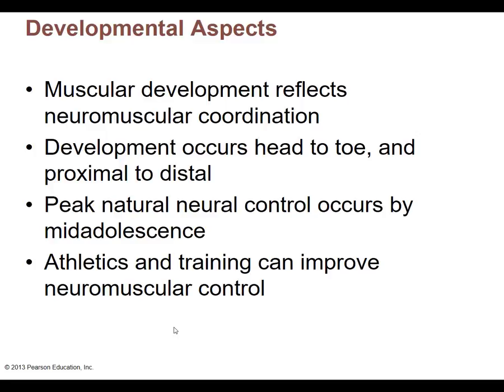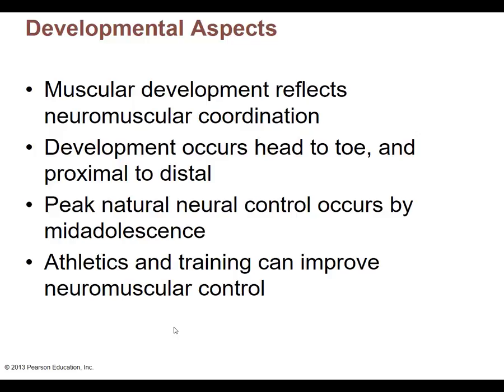An example of this, for head to toe: babies can control their head. They can hold their head up relatively early, within a few weeks after birth. But they are not walking around. They don't have control over the lower part of their body until a year later. And so it's going from head to toe.